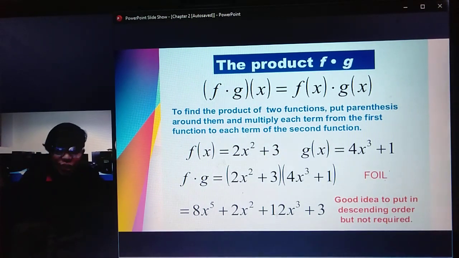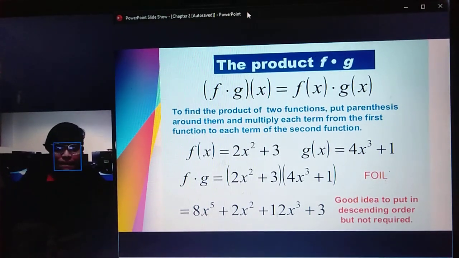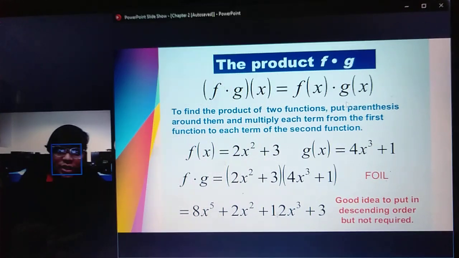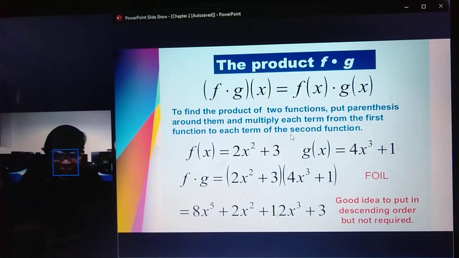For multiplication, for getting the product of functions, we have the formula (f times g)(x) is equal to f(x) times g(x). We will multiply g from x or vice versa. To find the product of two functions, put parentheses around them and multiply each term from the first function to each term of the second function. So we will do the FOIL method: the first, outer, inner, and last.